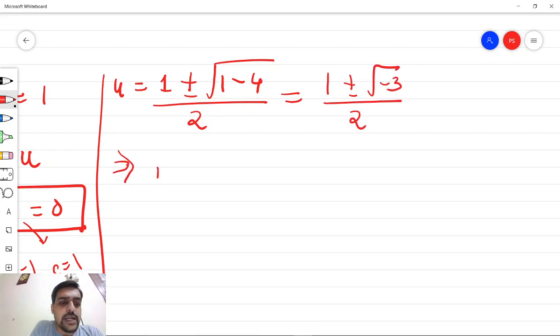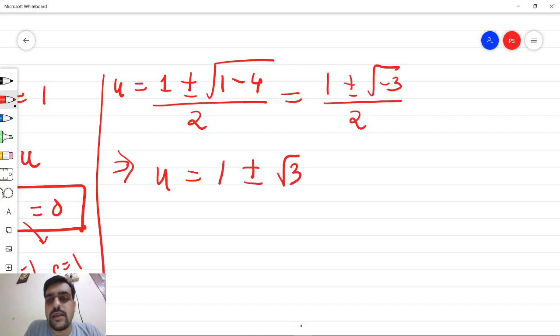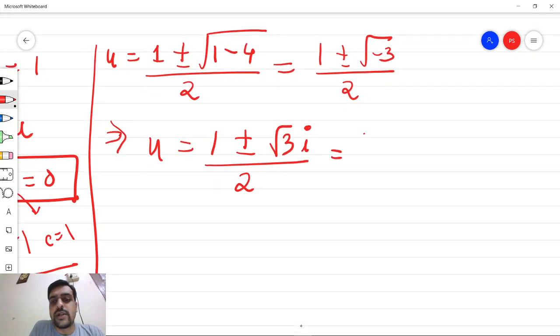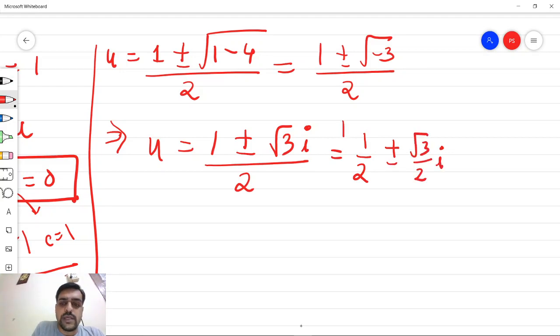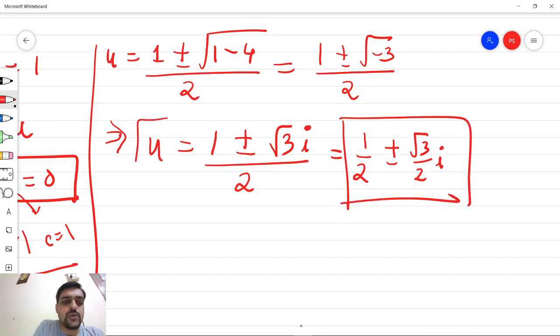Now note here that u itself is going to be a complex quantity. Why is it so? Because this negative of 3 appears under the root sign. So we get 1 plus or minus root 3, and this root of minus 1 gives us the imaginary unit I divided by 2. Fine. So this is equal to 1 by 2 plus or minus root 3 by 2 times I. So this is the value of u.